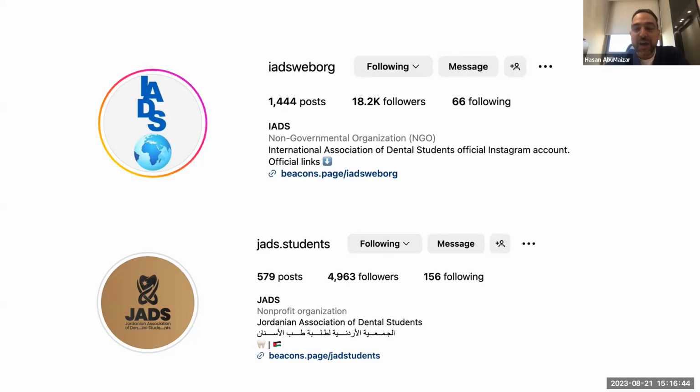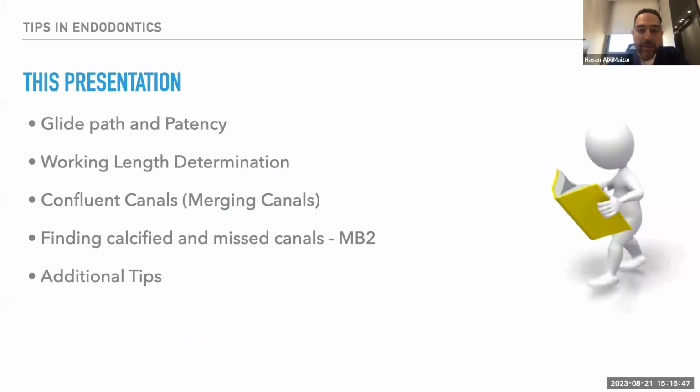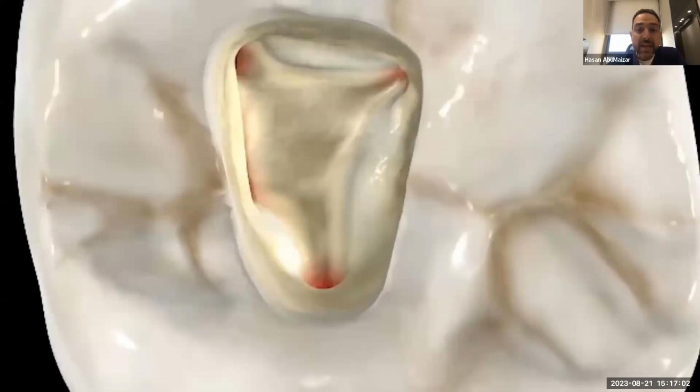Okay, that's great. So basically, in this presentation we will talk about a few tips in endodontics, mainly in 5 subjects: glide path and patency, working length, confluent canal, finding calcified and missed canals, especially the MB2, and a couple of additional tips as well. First of all, we're going to talk about the glide path.